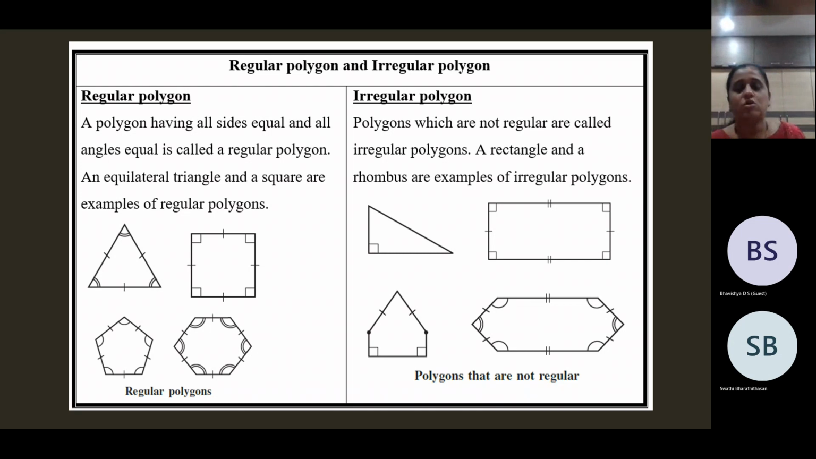No, ma'am. Okay. Now, in a rhombus, all the sides are equal, but all the angles are not equal. So it's an irregular polygon.